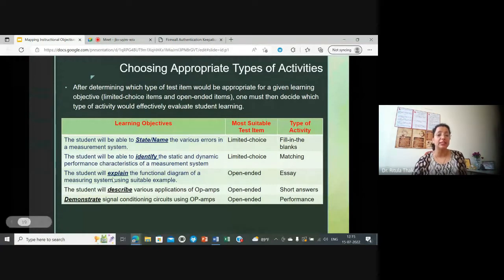Similarly, the student will explain. So for this, the most suitable type of activity in open-ended will be to write an essay. The student will be explaining through an essay. Then, the student will describe various things. So it can be a short answer type of open-ended. And when we are saying demonstrate, of course it is practical, so a performance type of activity will be there.